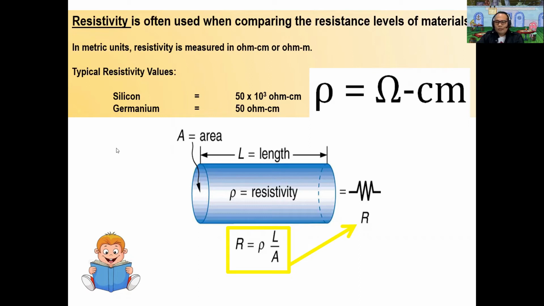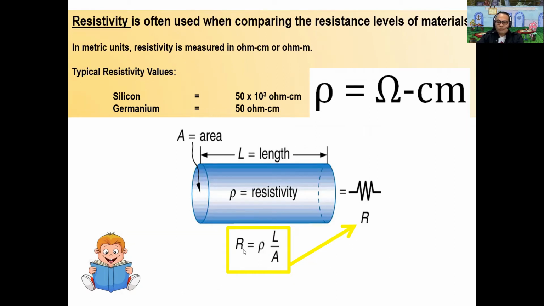Typical resistivity values of semiconductors, since in electronics engineering we deal mostly with semiconductors, silicon and germanium: the resistivity value for silicon is 50 times 10 to the 3 ohm-centimeter, and for germanium is 50 ohm-centimeter. This is an illustration of how resistance involving resistivity is calculated, showing the cross-sectional area and the length.